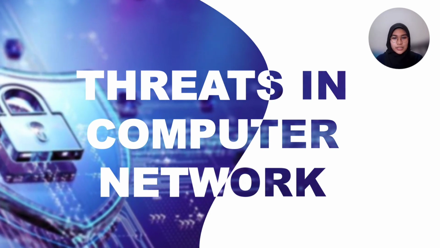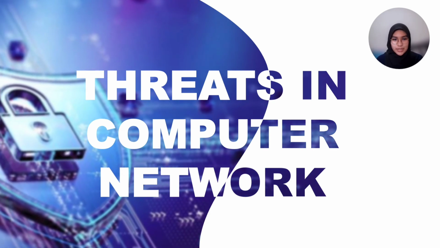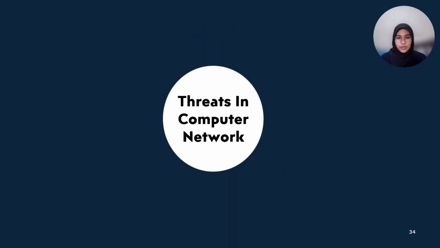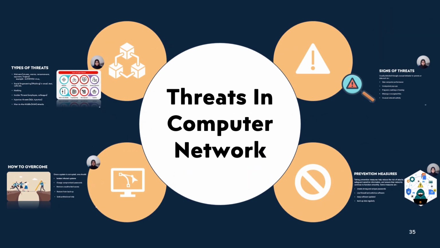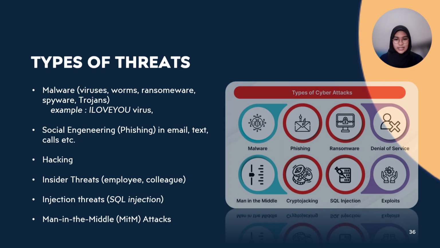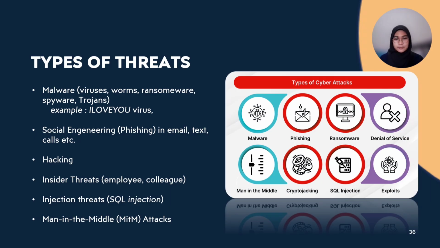In a computer network, threats are potential dangers that can harm data, devices, or communications in a network. There are a few key points to take note of when talking about threats in computer networks. First of all, types of threats. The most widely known computer network threats consist of malware such as worms and spyware, phishing attacks through emails, texts and calls, hacking, insider threats, and so on. All these attacks can cause significant damage to the computer network and must not be taken lightly.